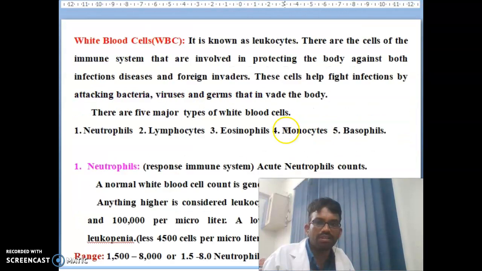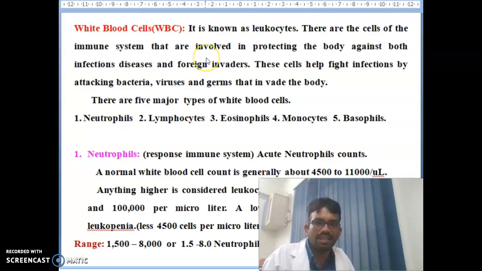Next we look at white blood cells, simply called WBCs or leukocytes. They play a very important role in the immune system, protecting our body. If any foreign infectious virus or bacteria enters our body, they fight against it, and they are mainly responsible for the immune system.